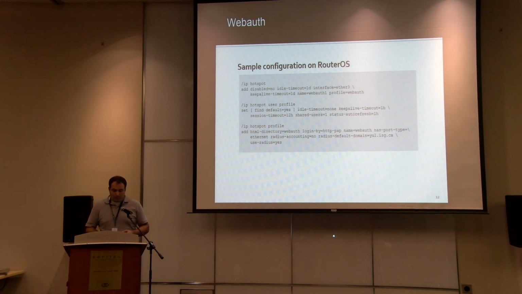So here we have a simple configuration on RouterOS, nothing very complicated. Here we have the hotspot configuration on our interface, which in the diagram was ether3. Basically the only other thing we need to set is the name of the hotspot and the profile that we'll configure later here.